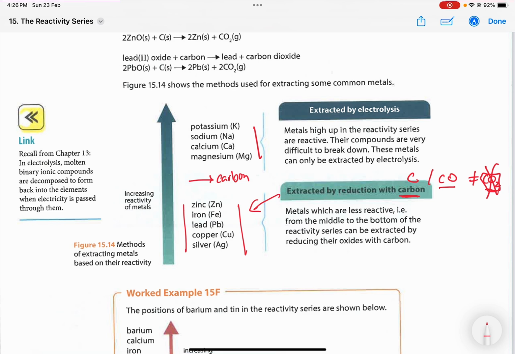So a question some people ask is, can all these use electrolysis? Actually, the answer is yes. Electrolysis is actually the most powerful method used to extract the metal from the ore. However, why don't we use electrolysis? Because this method is very expensive. So unless required, we will try to use reduction by carbon. We will try not to use extraction by electrolysis. So all these can use electrolysis, but we tend not to because it's expensive. That's why we think in terms of extracting by reduction with carbon.